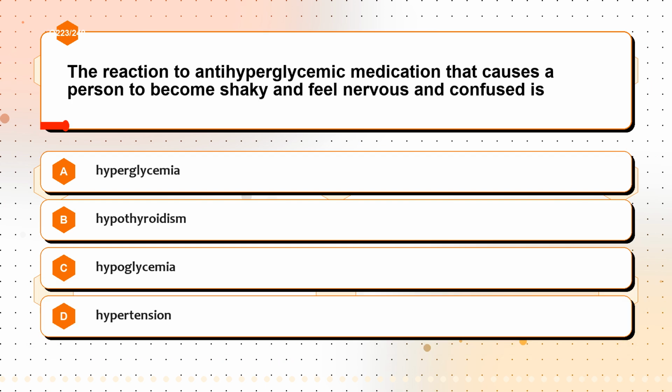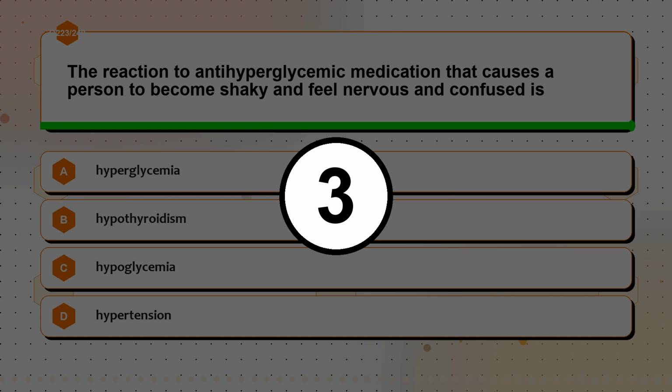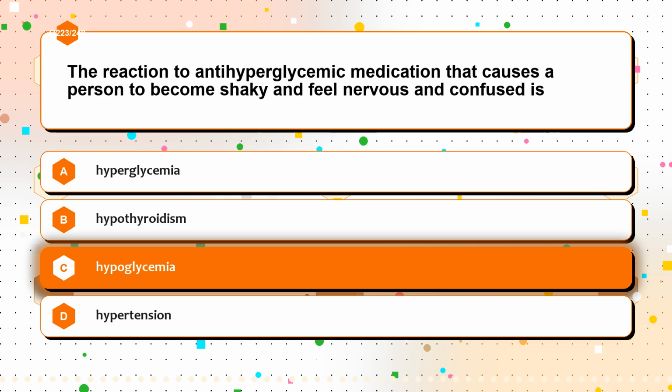Question 223. The reaction to anti-hyperglycemic medication that causes a person to become shaky and feel nervous and confused is. Here are the options. Option A, hyperglycemia. Option B, hypothyroidism. Option C, hypoglycemia. Option D, hypertension. The correct answer is option C, hypoglycemia.